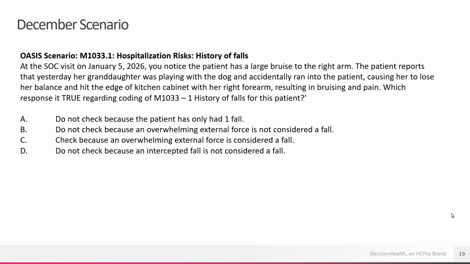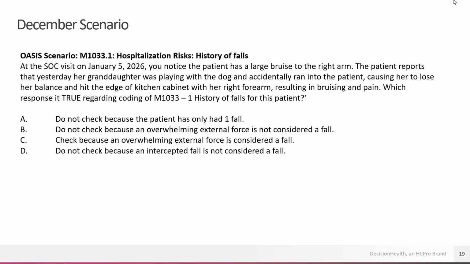Okay, so when you're talking about M1033, the first one, hospitalization risk, history of falls, at the start of care visit on January 5th, 2026, and pay attention to the date there, you notice that the patient has a large bruise to the right arm. The patient reports that yesterday her granddaughter was playing with the dog and accidentally ran into the patient, causing her to lose her balance and hit the edge of the kitchen cabinet with her right forearm, resulting in bruising and some pain. Which response would be true regarding M1033.1 history of falls for this patient?